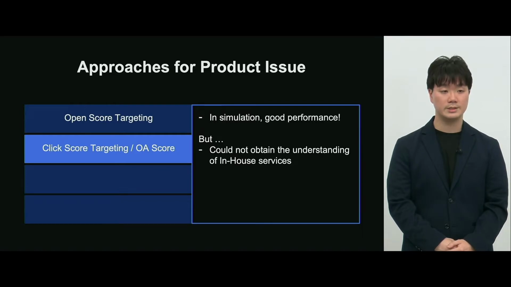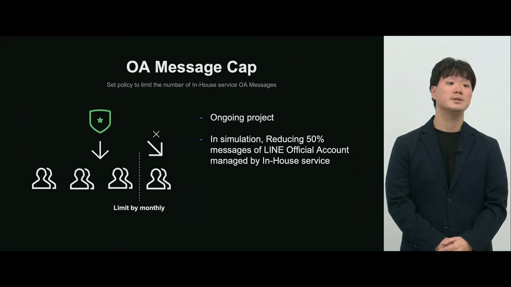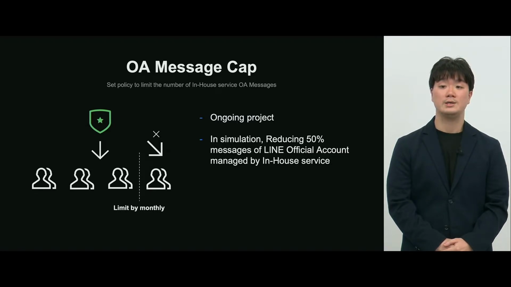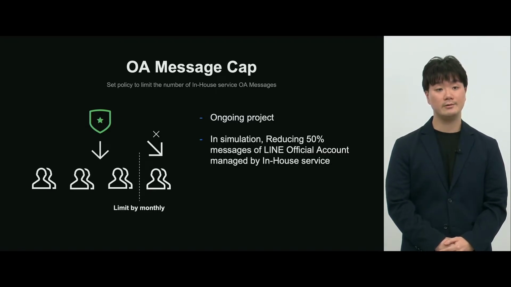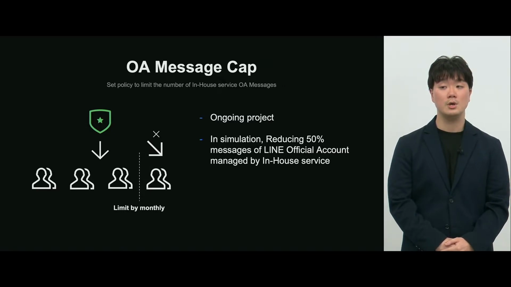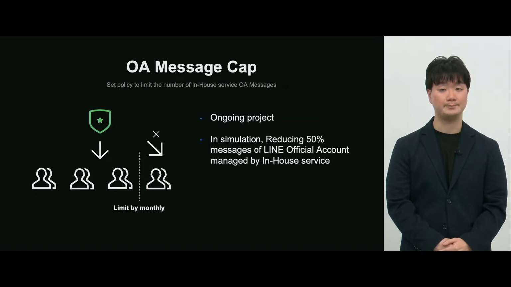We had hoped for technological solutions to the problem, but we found that it is difficult. So by changing the rule to solve the issue, we decided to put a cap on the number of messages delivered from the LINE public accounts. That is the initiative called OA message cap. This is still an ongoing project, but we are going to implement this next April.